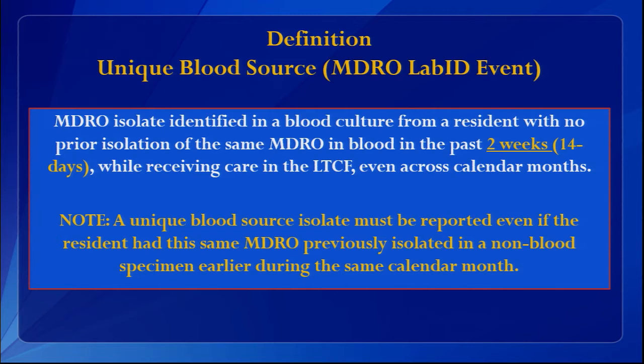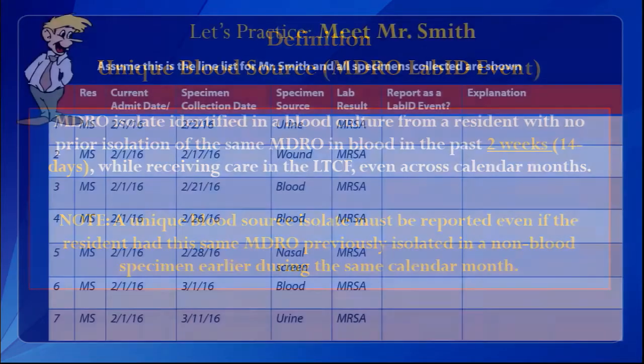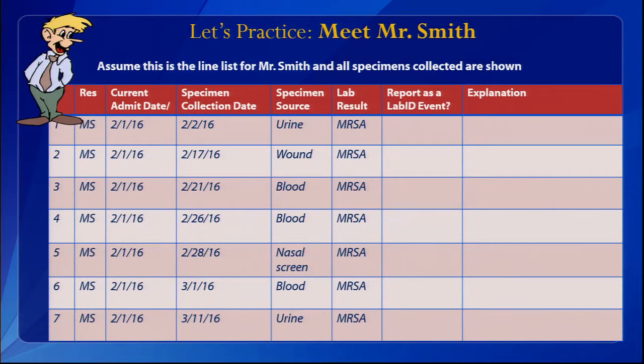Just a note here, a unique blood source isolate must be reported even if the resident had the same MDRO previously isolated in a non-blood specimen earlier in the same calendar month. So the blood trumps that non-blood, okay? And I think I have some examples coming up. Oh, here we go.